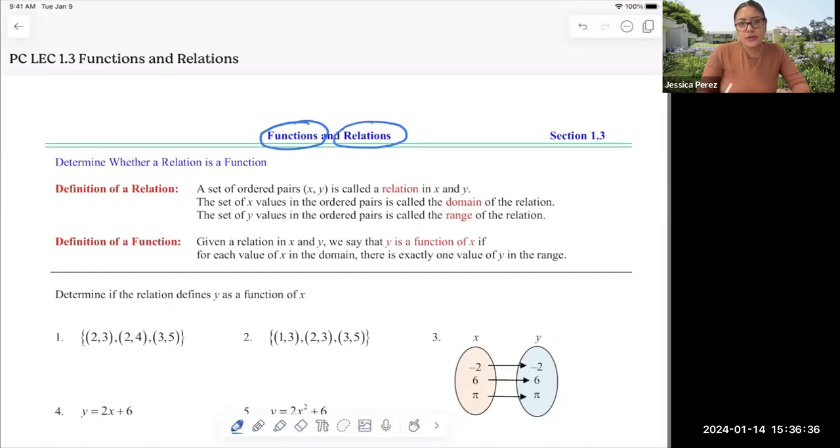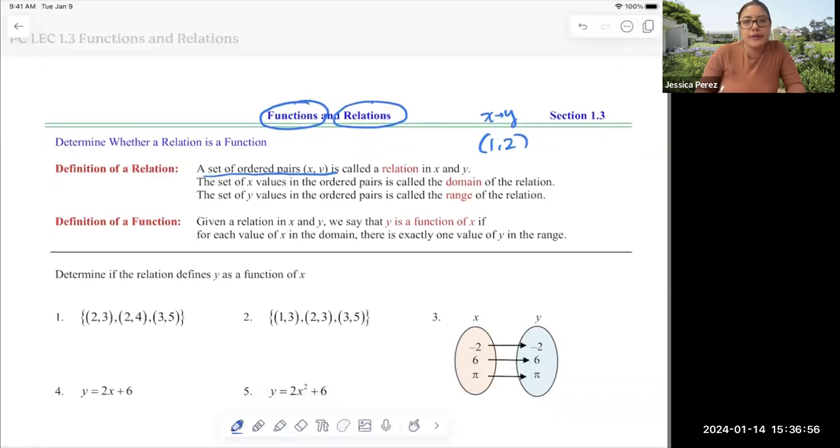Relations are a set of ordered pairs, x and y. There exists a relationship between x and y. For example, if I have (1, 2), when x is 1, y is 2. There exists a relationship between x and y.